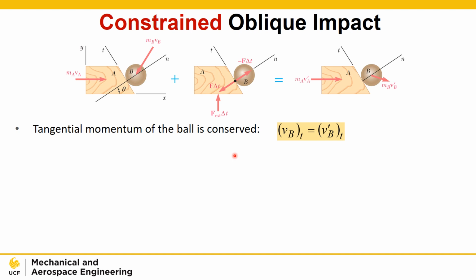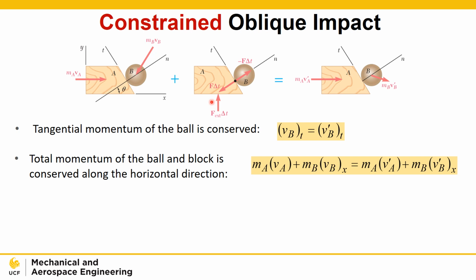Here, the tangential momentum of the ball is conserved because there are no impulses acting on the ball along the tangential direction. Hence, the tangential component of the velocity of the ball B remains unchanged. Therefore, vBt is equal to vB't. Note that the tangential momentum of the block is not conserved here because the external force F external exerted by the horizontal surface on the block A has a component along the tangential direction, or the t-axis.